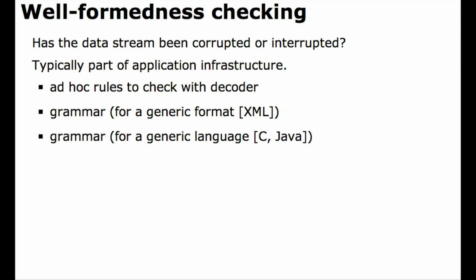At a higher level, you get well-formedness checking that allows you to detect automatically, and therefore reliably, without human intervention and therefore without flagging attention and people getting tired and hungry, whether the data stream has been corrupted or interrupted. Typically, this is part of the application infrastructure. It's not quite as low level as the parity checks that I was talking about a moment ago. In XML, it's part of the XML parser. You may have ad hoc rules that the decoding software applies.